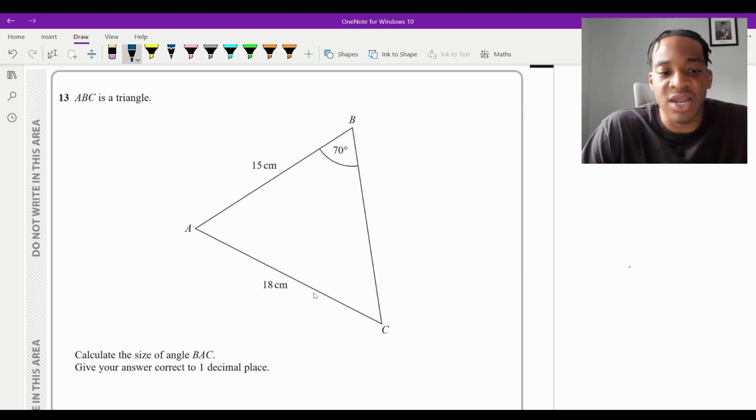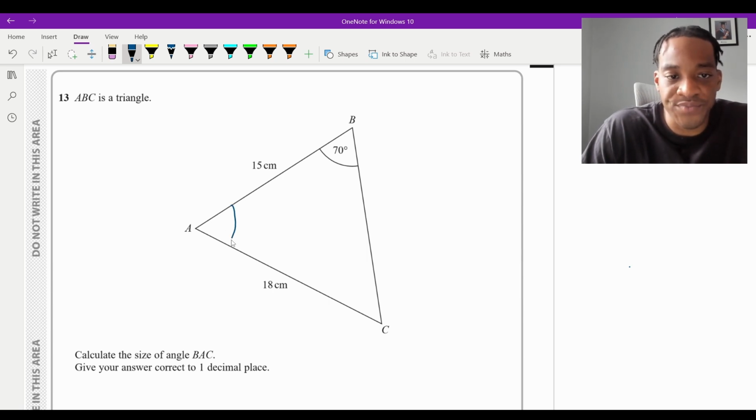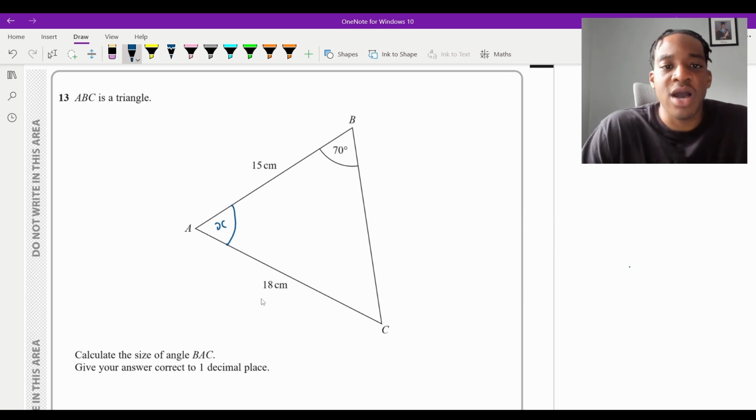So what I'm going to do first is label the angle which they're asking for. So angle BAC, which is this one right here. So I'll call this X. Now, how do we know which one to use, the sine rule or the cosine rule? Well, let's see what we've got here. I've got an angle here, which I know, and I've got the corresponding side, right? And I've also got this side here, which is 15, but I don't have this angle. I'll call this Y.